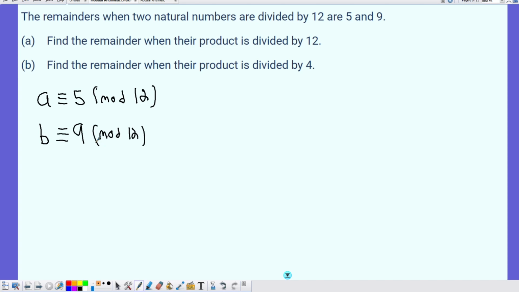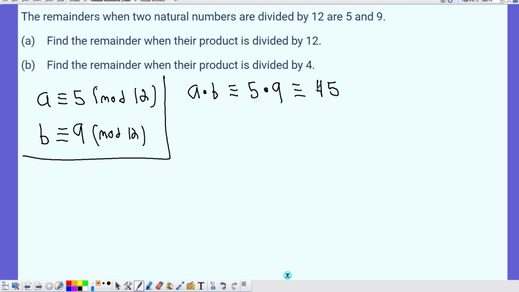And part A, at least, wants us to find the product of A and B when divided by 12. So that means we would multiply them together. So A times B. Well, according to the previous theorem we have established, that product is going to stay the same even if we multiply the 5 and the 9. So let's do exactly that. 5 times 9. And 5 times 9 is 45. And when divided by 12, 45 has a remainder of 9. So that's congruent to 9 mod 12.